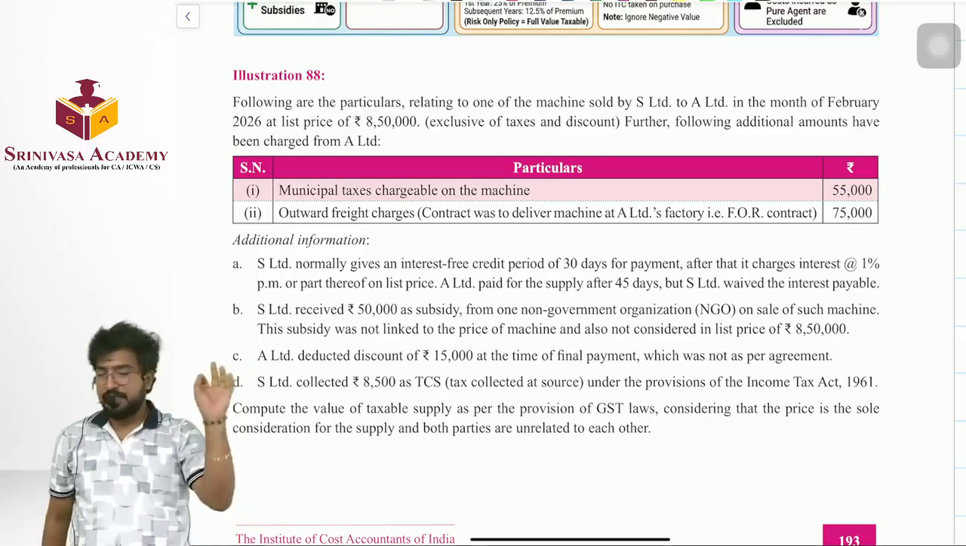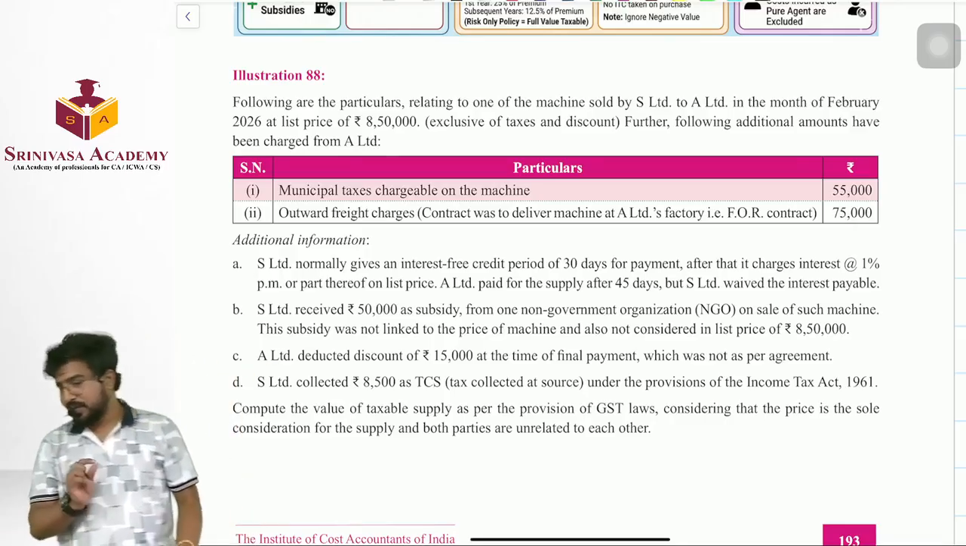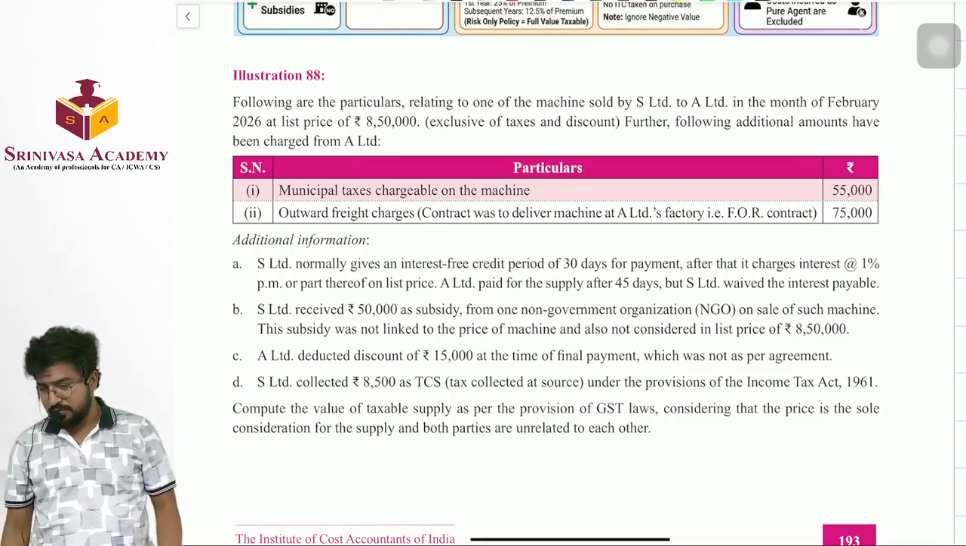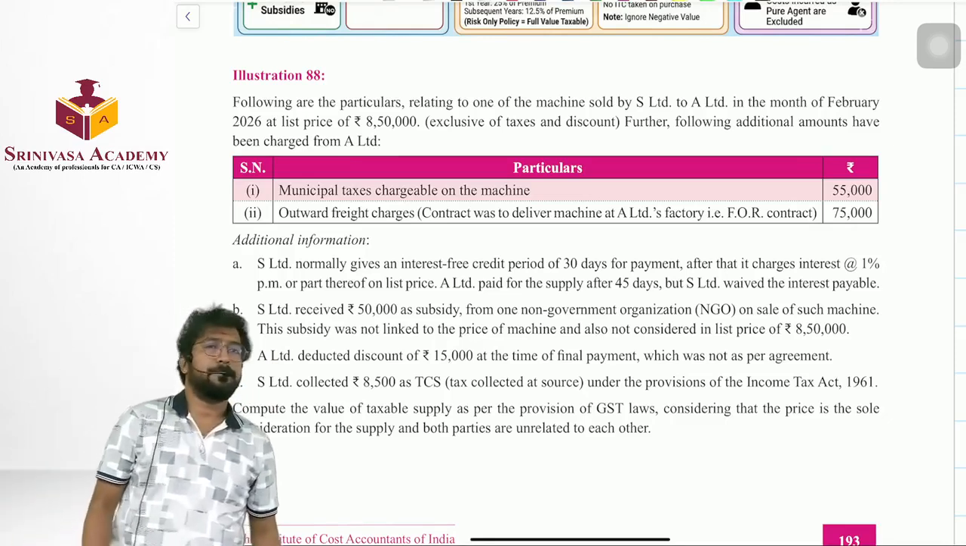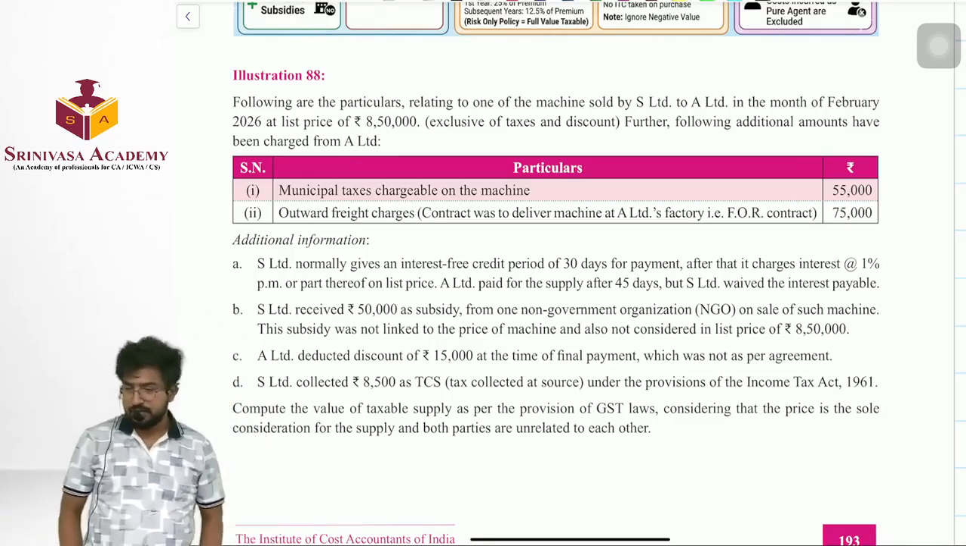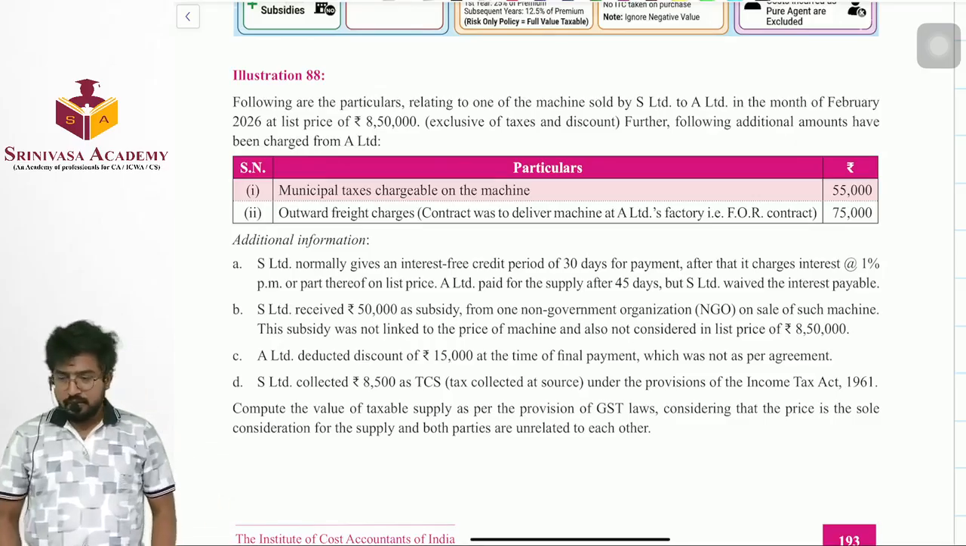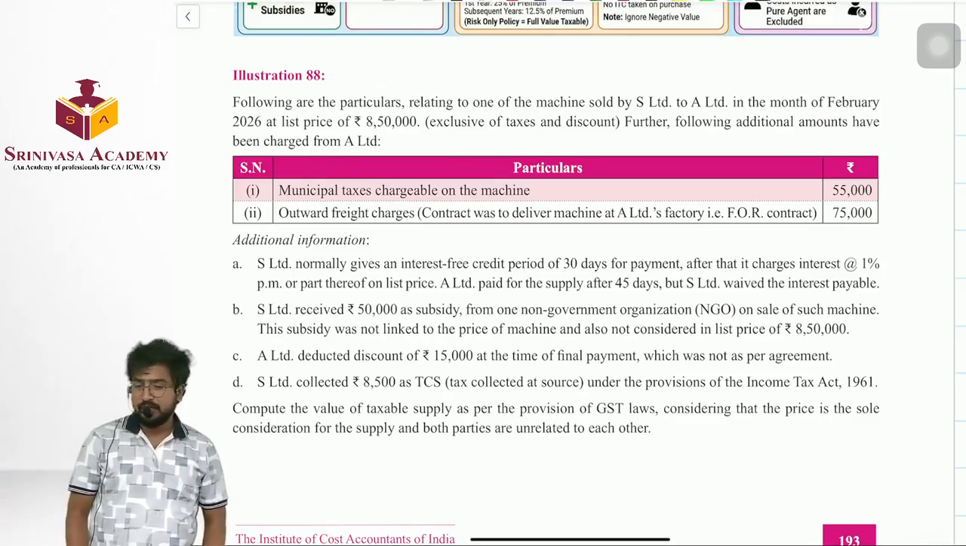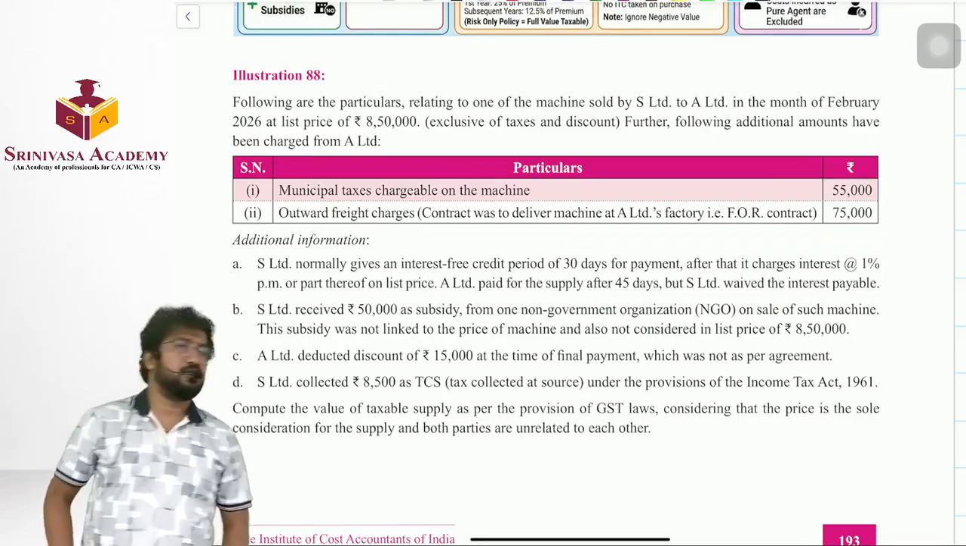Do it very peacefully, it is a little bit technical, a little bit tricky one. Be careful in reading the question. Don't get tempted to check the answer before solving.